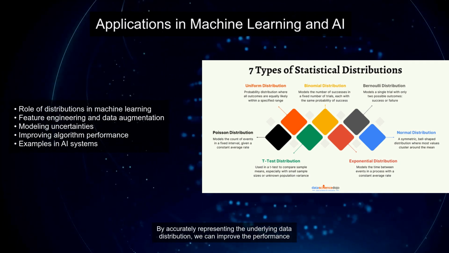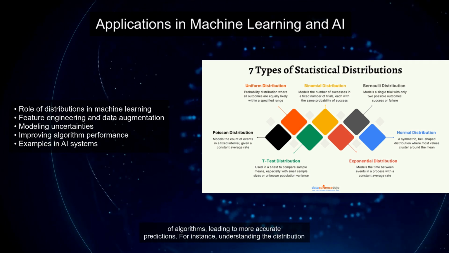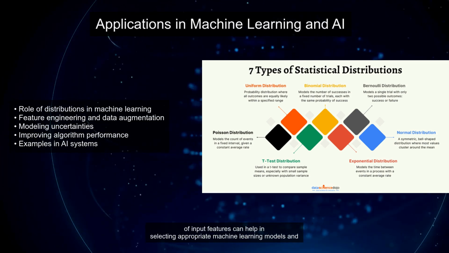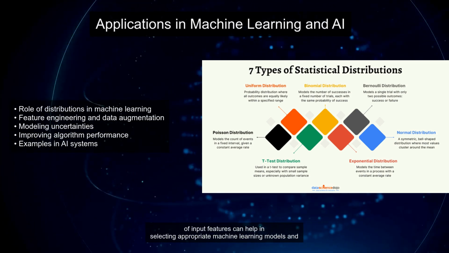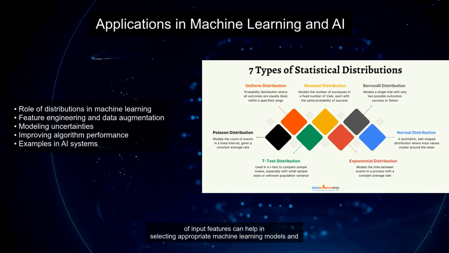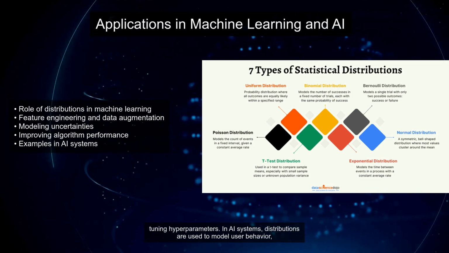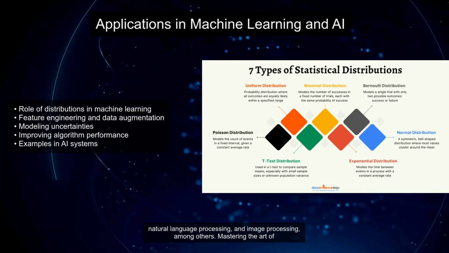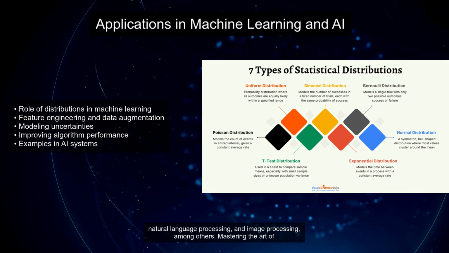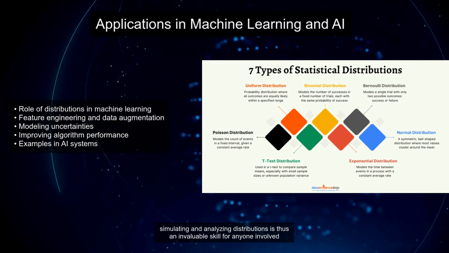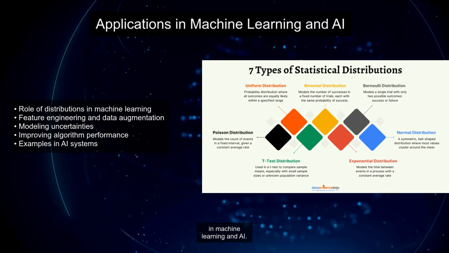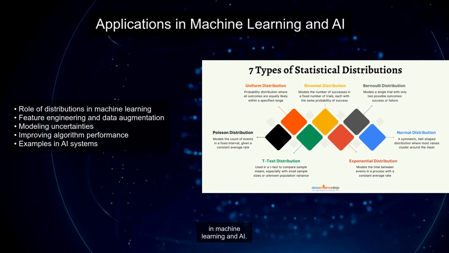By accurately representing the underlying data distribution, we can improve the performance of algorithms, leading to more accurate predictions. For instance, understanding the distribution of input features can help in selecting appropriate machine learning models and tuning hyperparameters. In AI systems, distributions are used to model user behavior, natural language processing, and image processing, among others. Mastering the art of simulating and analyzing distributions is thus an invaluable skill for anyone involved in machine learning and AI.